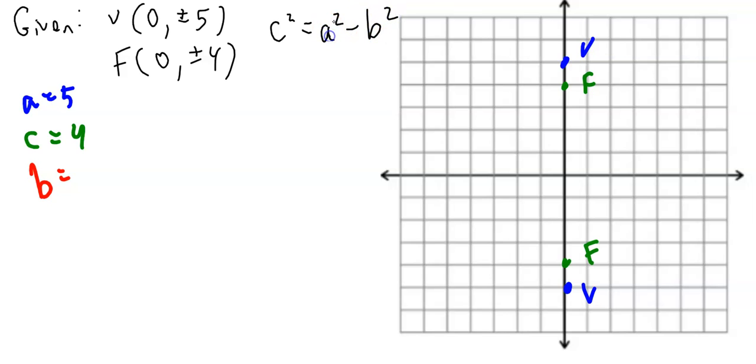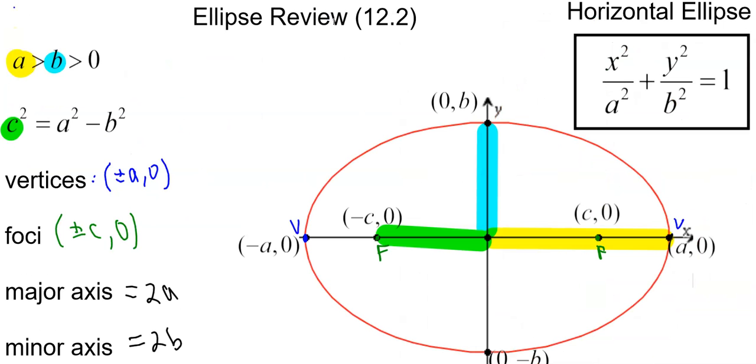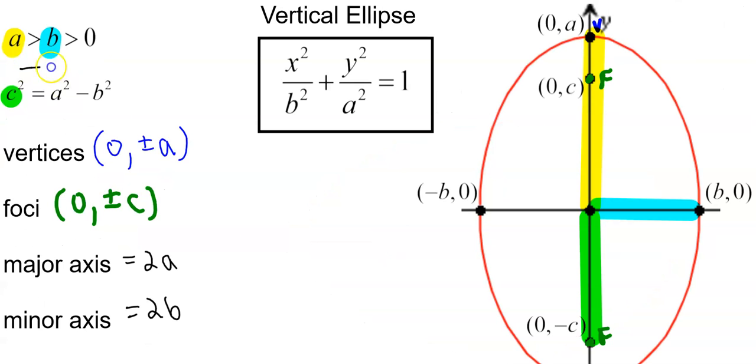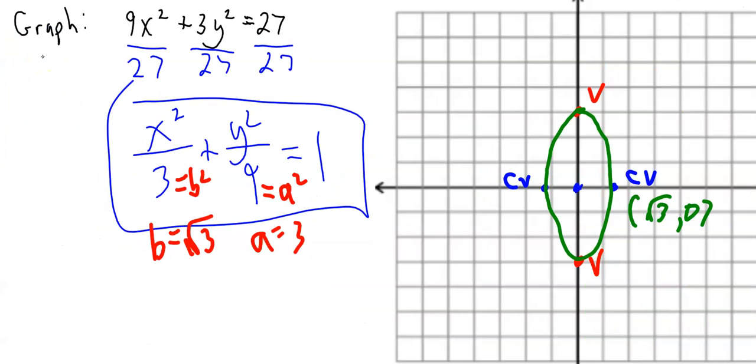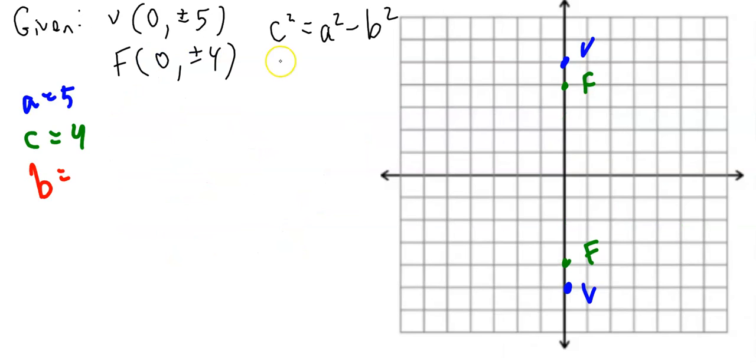You've got to remember your formulas. That is one of your formulas. If you look back at your formula sheet, there it is right there, c squared is a squared minus b squared. That's true for both horizontal and vertical ellipses. So this will be 16 equals 25 minus b squared.